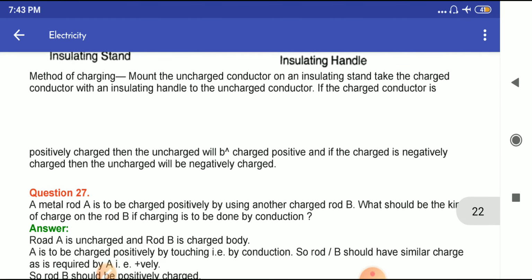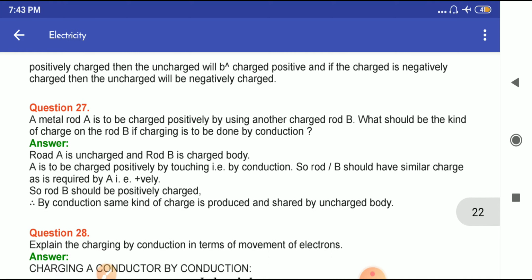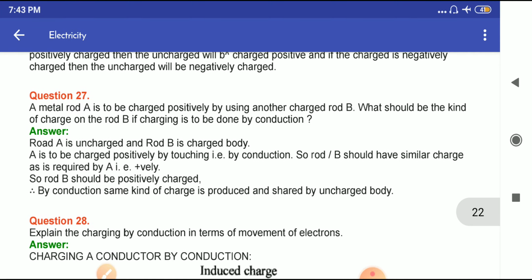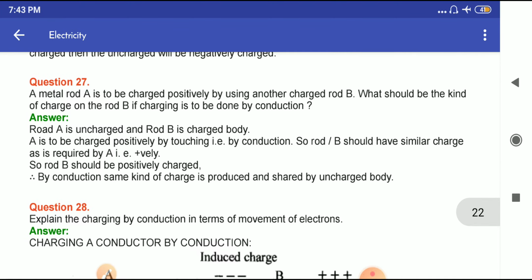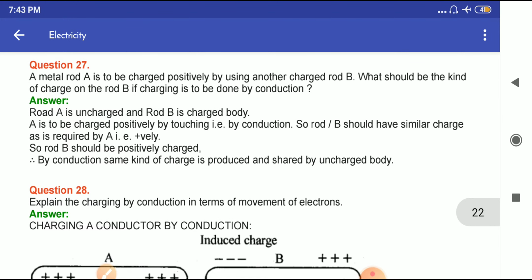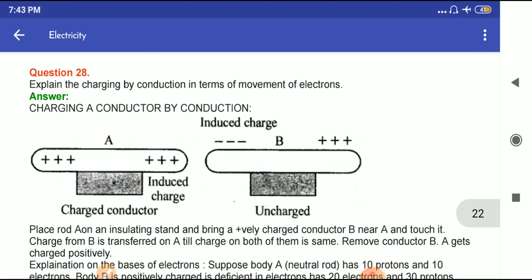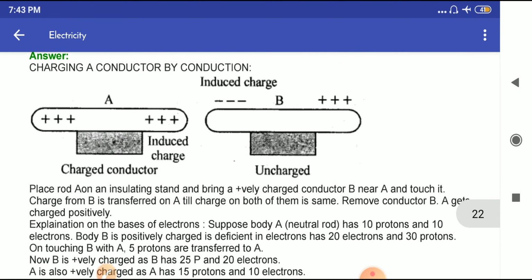Question number 27. A metal rod A is to be charged positively by using another charged rod B. What should be the kind of charge on the rod B if charging is to be done by conduction? Okay, so this is your answer number 27. 28. Explain the charging by conduction in terms of movement of electrons. So this is your answer.